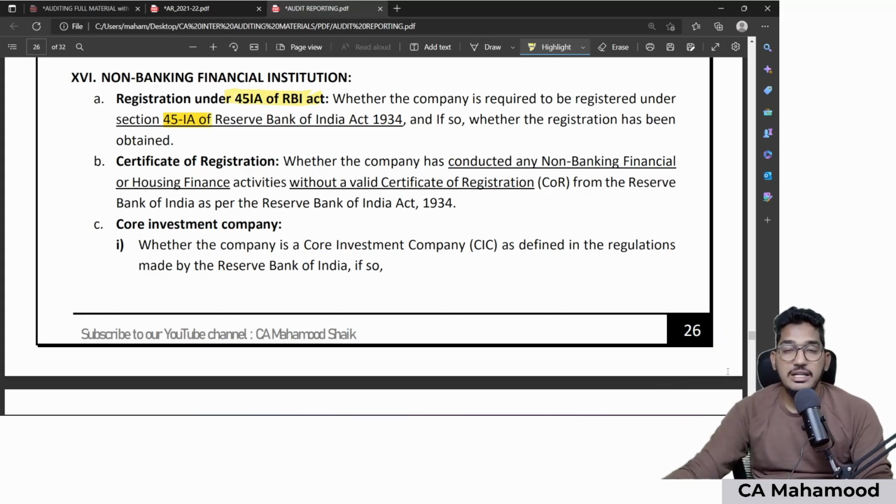Second one, whether my client company is conducting any non-banking financial activities or housing finance activities without obtaining a valid certificate of registration. Did my client company carry out any non-banking or housing finance activities without obtaining registration from RBI? That I need to check and give a comment.